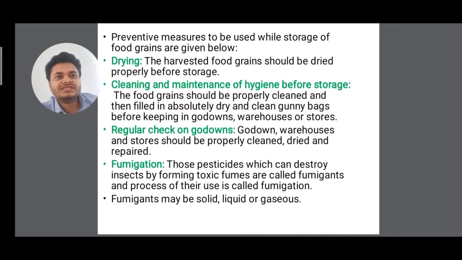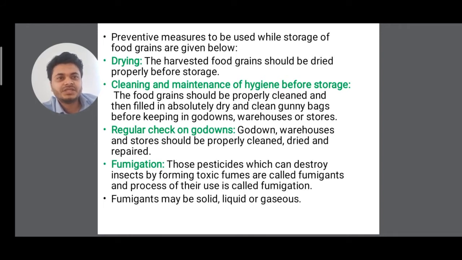Preventive measures to be used while storing food grains are given below. Number one is drying. Number two, cleaning and maintenance of hygiene before storage. Number three, regular check on godowns. Number four is fumigation. What is drying? The harvested food grains should be dried properly before storage. Next is cleaning and maintenance of hygiene. The food grains should be properly cleaned and then filled in absolutely dry and clean gunny bags before keeping in godowns, warehouses or stores.